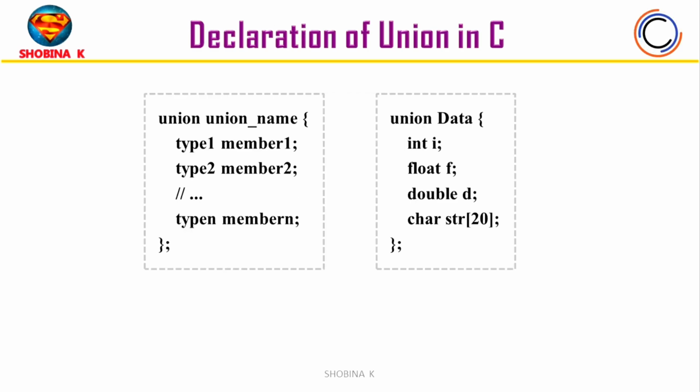Now let's break down the code. A union named data is defined with 4 members of different data types: int i, an integer member; float f, a float member; double d, a double member; char str[20], a string member with space of 20 characters. So the union data can hold a value of type int, float, double or char, but it can only hold one value at a time. This is because all members of a union share the same memory location.